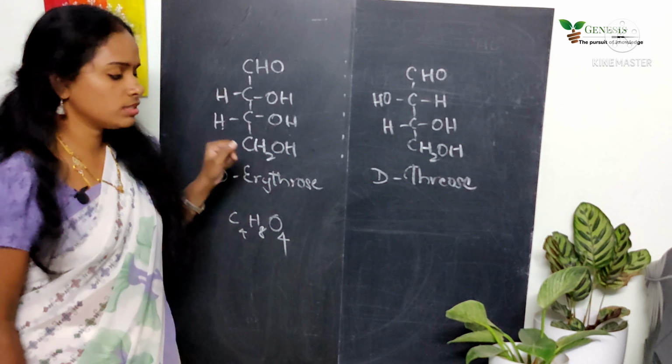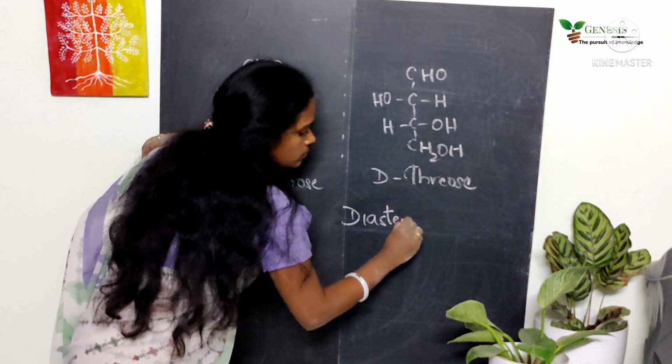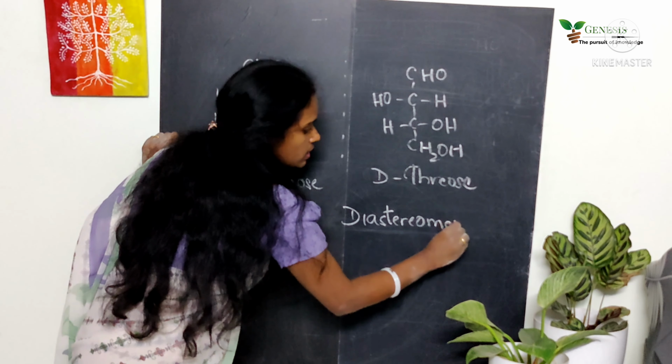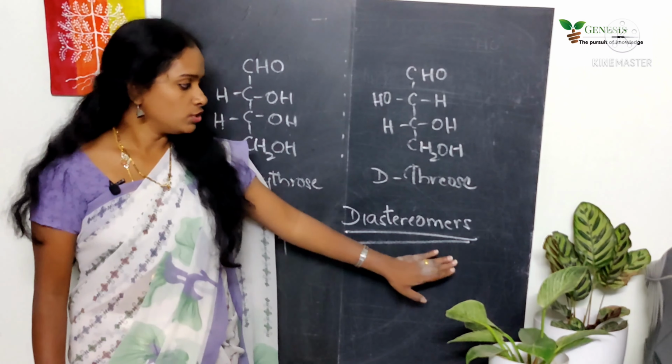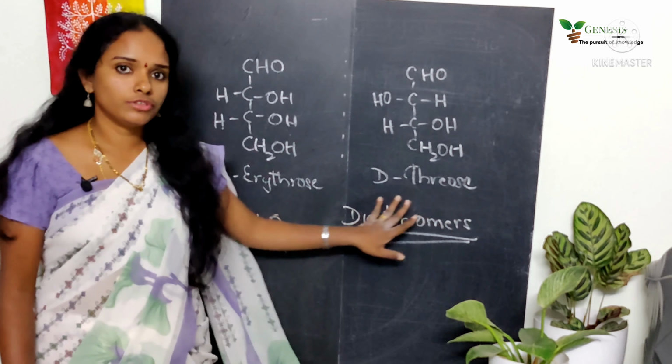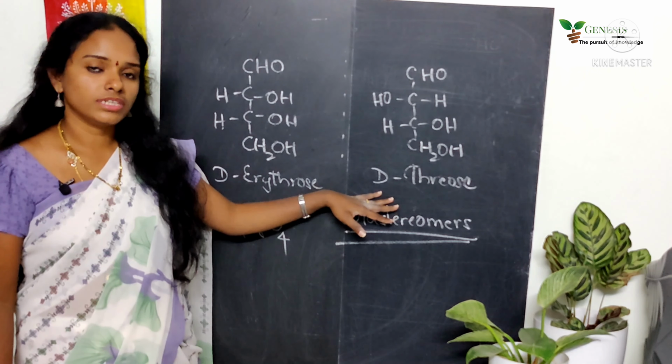So those isomers are called diastereomers or diastereoisomers. Okay, so you can observe this even for the remaining aldoses; these are the examples of aldotetroses.